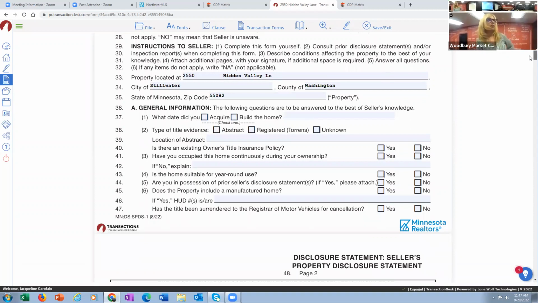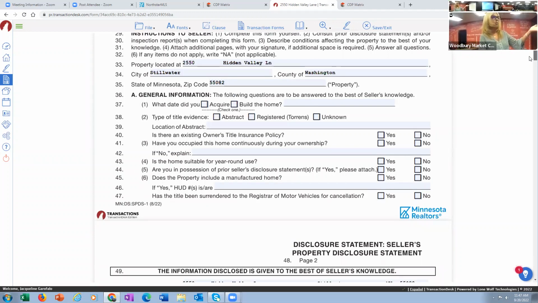So general information, you'll ask, what date did you acquire or build? Do you have your abstract? And do you know where that is? Most of the time, they'll say no, they don't know. Okay, fair enough. This is what title takes care of. Is there an existing owner's title policy? Yes or no? Most of the time there is, right?